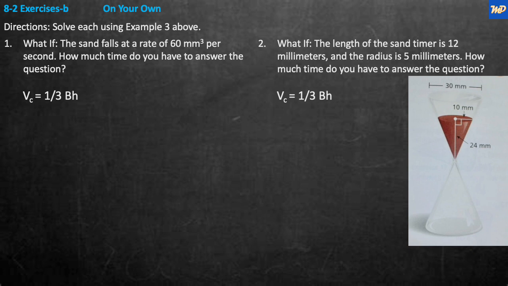In this other problem too, it says the radius is 5 millimeters. Well, that didn't change. But the timer is 12 millimeters. So it was 24. We cut it in half. So it's 12. Okay, so go ahead and work on it on your own. And then when you get back, we'll just take a look at the answers, okay?